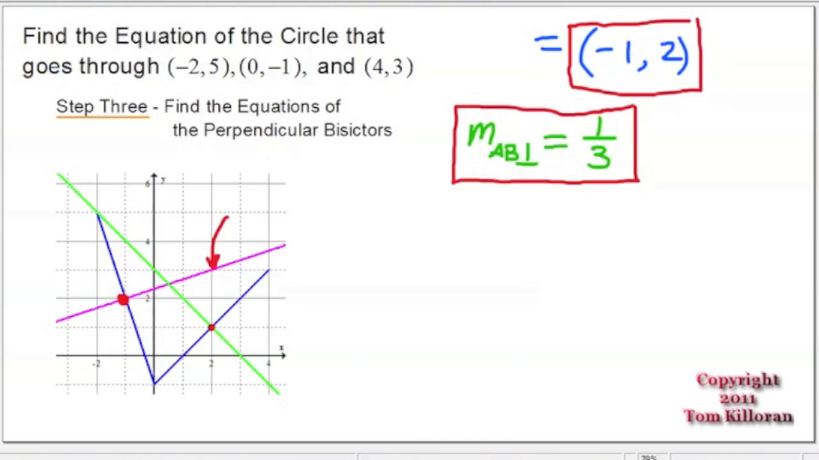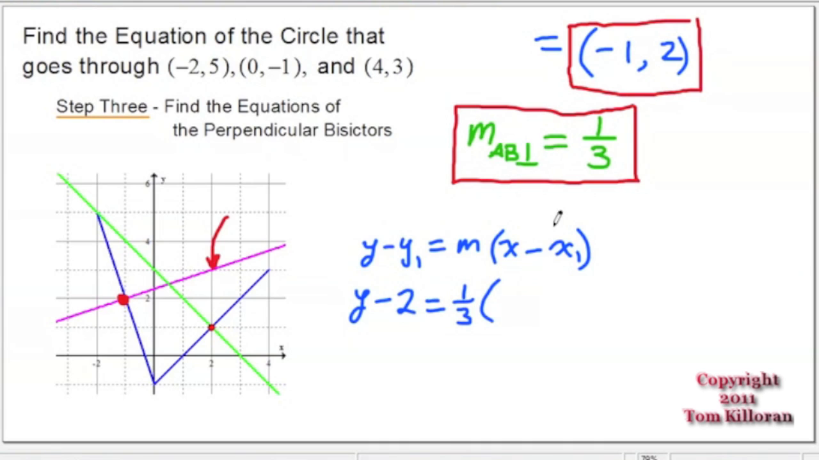back up, do it in blue, y minus y sub 1 is equal to m times x minus x sub 1. Alright, so we have y minus, now y sub 1 is going to be the y coordinate up here, so y minus 2 is equal to 1/3 is the slope we're looking at, x minus a negative 1.